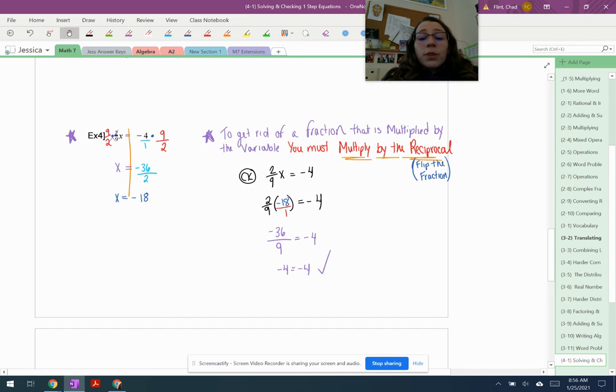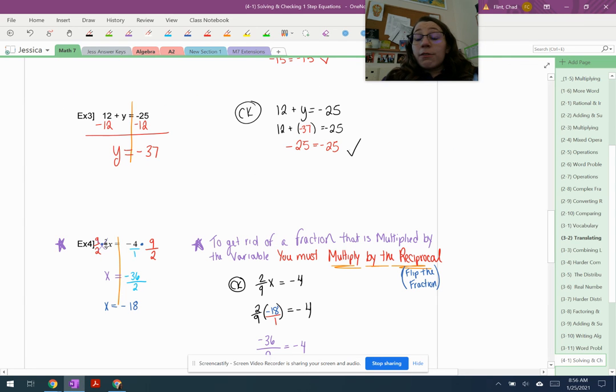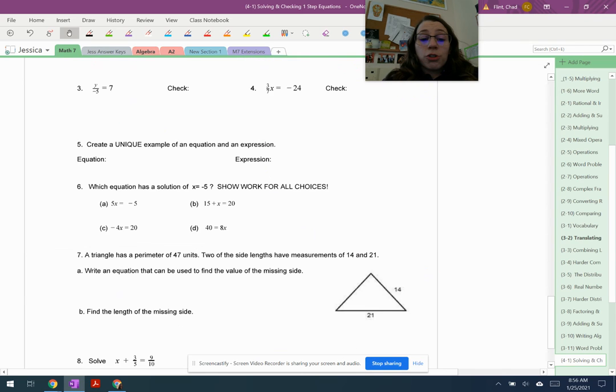So, when you're looking at these practice problems, make sure that you have the inverse operation written on both sides, and make sure you're doing the check if they ask you for one.